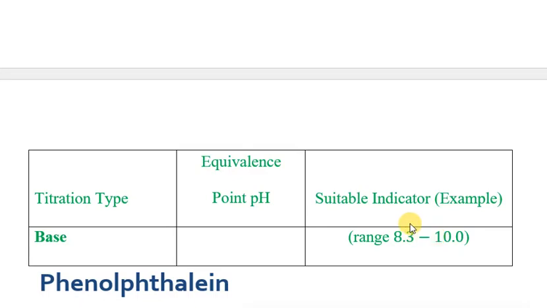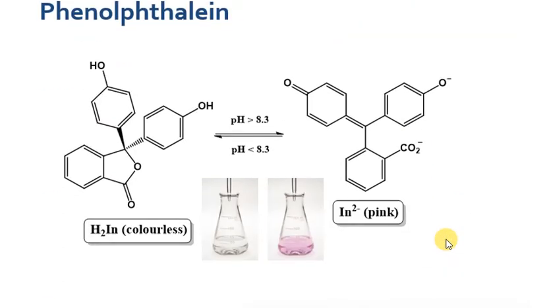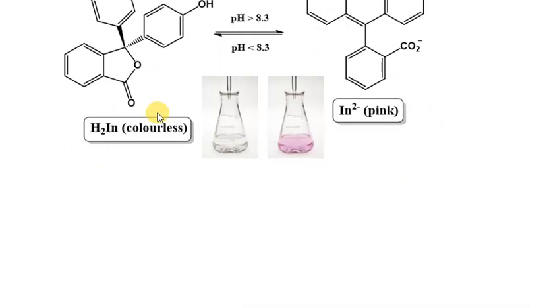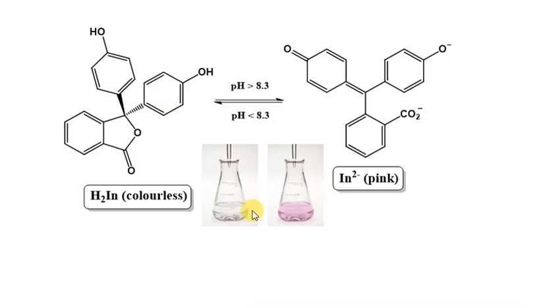Between these, the transition state at which color starts to appear is 8.3, and the other transition state, the point at which the color ends, becoming deeper, is 10. That is the phenolphthalein indicator. That is its conjugate base in basic solution, and that is the acidic form in acidic solution. In basic solution it shows a pink color. In acidic solution it does not show any color. In other words, it is colorless.